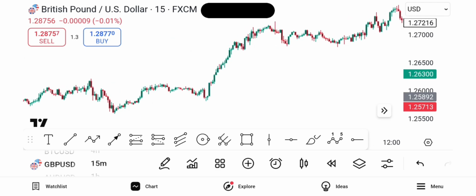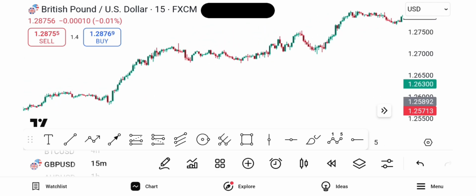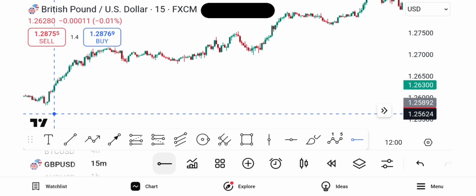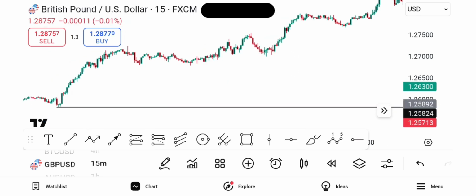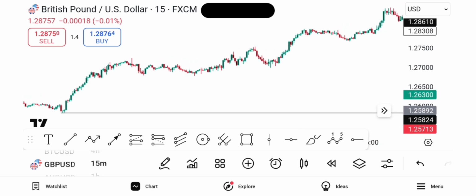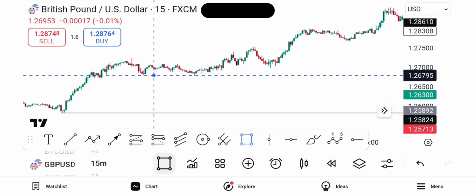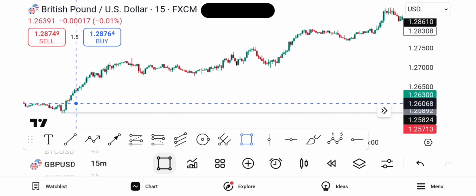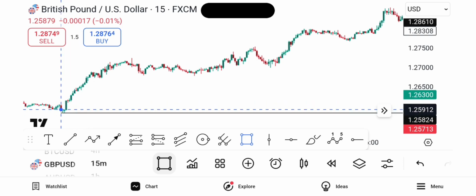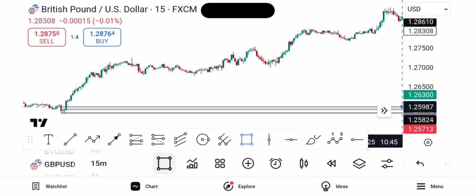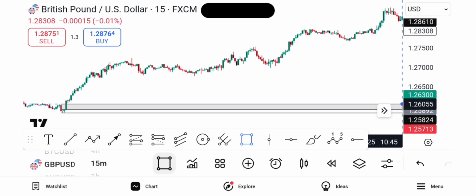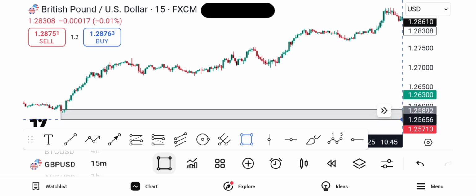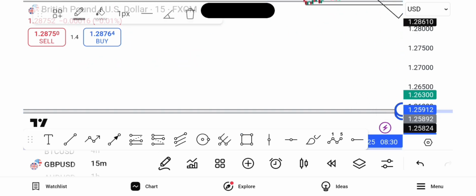So you can mark it clean, right? You mark this. Though there are those who like to use this tool here. This tool also is really good. You draw like this, then use this rectangle box. Like this. Sometimes it helps you a lot.